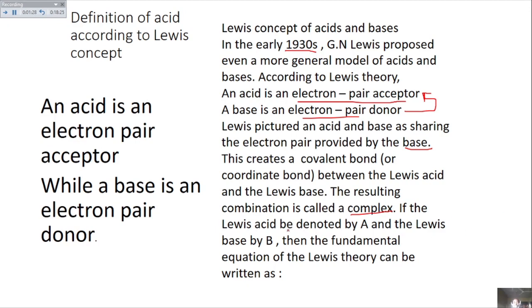If the Lewis acid is denoted by A and the Lewis base by B, then the fundamental equation of the Lewis theory can be written as follows. Now, according to the definition of acid in the Lewis concept, an acid is an electron pair acceptor, while a base is an electron pair donor.